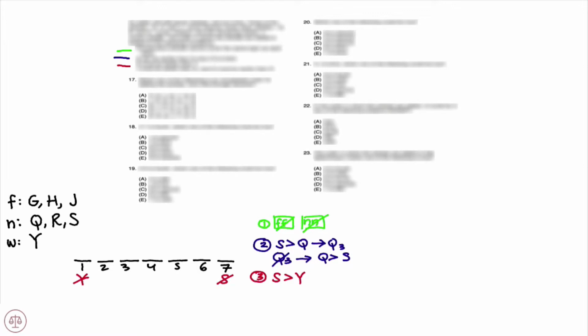And rule number 4, J must be earlier than G and G must be earlier than R. So that means that R is not first and R is not second and G is not first. And then J is not 6th or 7th, and G is not 7th.